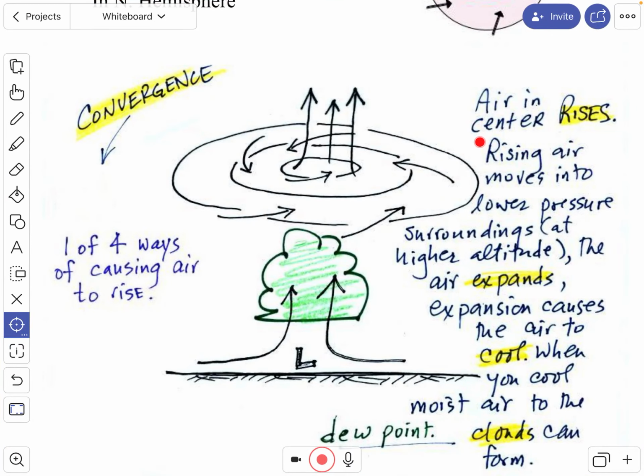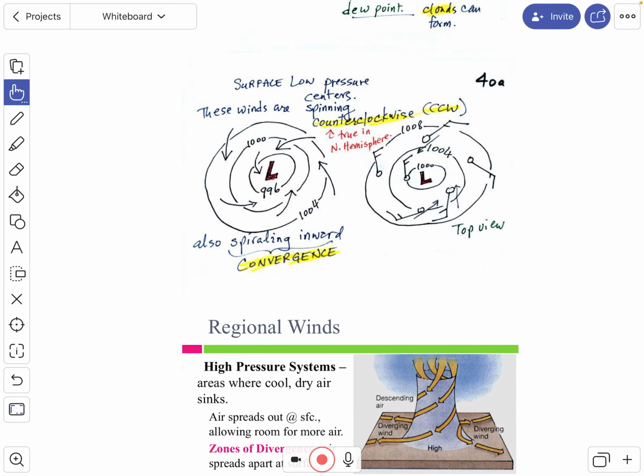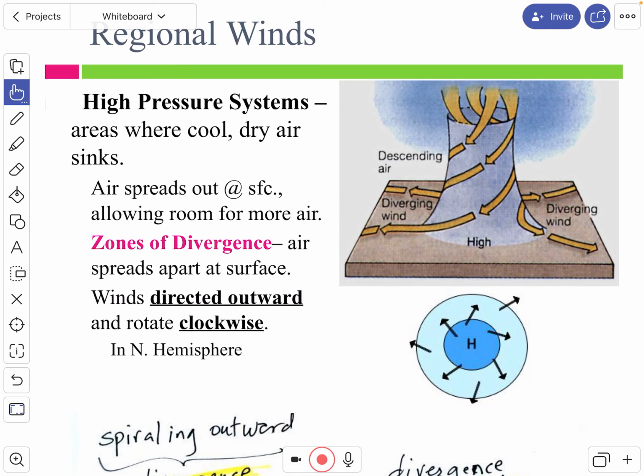Okay, so let's come back to this, and let's consider high pressure. Okay, and we'll come back to this idea of rotation later on. High pressure is an area where we have air that is dry and cool and sinking back down again to the surface. So you can kind of see how it's all elevated up here and it's sinking back down to the surface and then spreading out away from the surface. Because we have all this air coming down, it's got to go away from the center, so it spreads out or diverges away from the center.